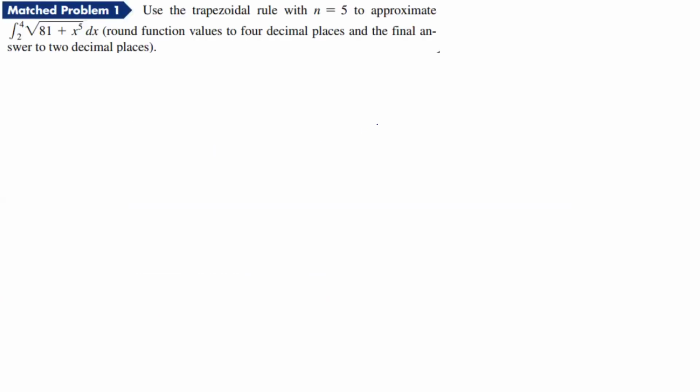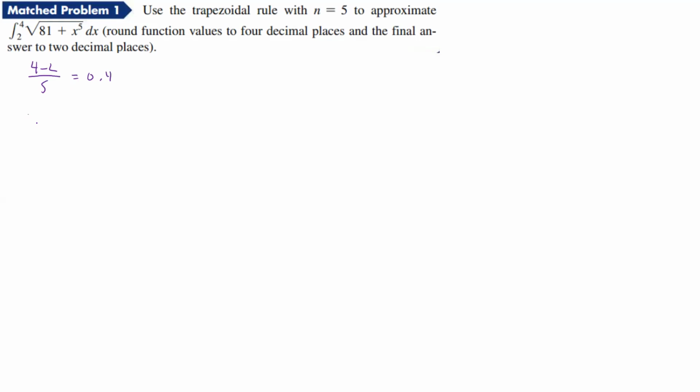So with that said, it says use the trapezoid rule with n equals 5 to approximate the integral from 2 to 4 of the square root of 81 plus x to the fifth dx. Round the function values to 4 decimal places and the final answer to 2 decimal places. All right, so first things first, 4 minus 2 divided by 5. So 2 divided by 5, so that's going to be 0.4.